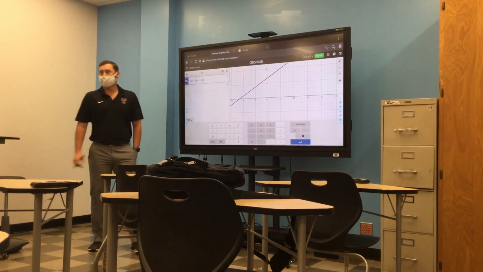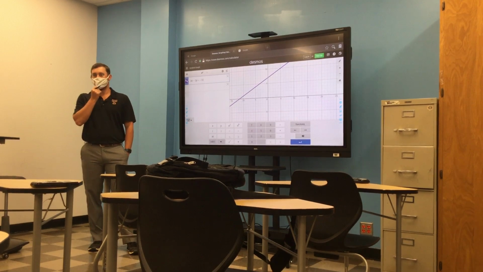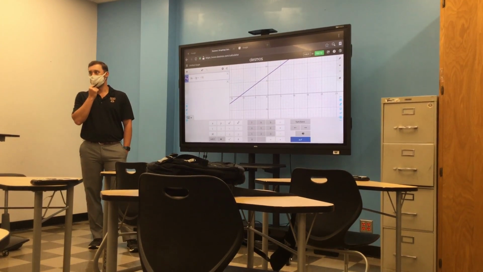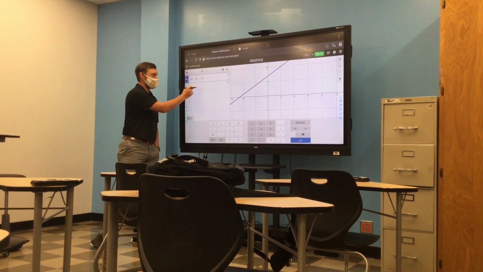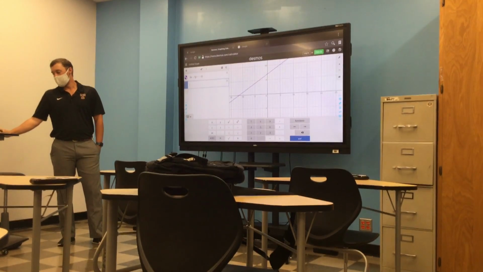How many of y'all want to change that into slope-intercept form? Anybody? Coach Jackson does. I know Coach Jackson does. He's excited about it.